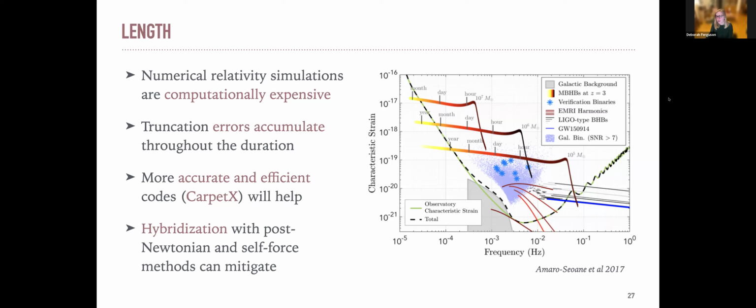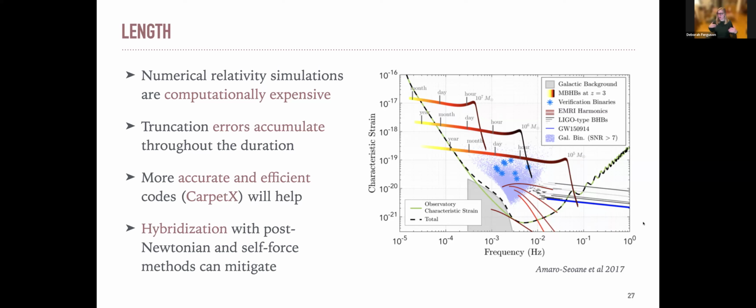And this plot on the right is motivating why we need long simulations. If we look at LISA, for example, depending on the mass of our system, if we look at this 10 to the 7, it's in band for maybe a month. If we look at this 10 to the 6, it's in band for several months, possibly years. And then this 10 to the 5 solar masses is in band for at least a year.